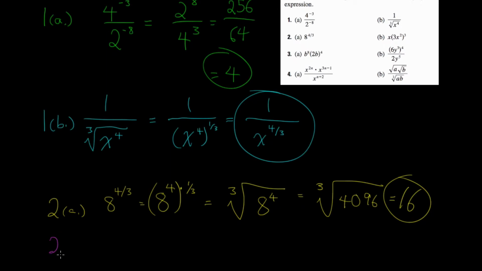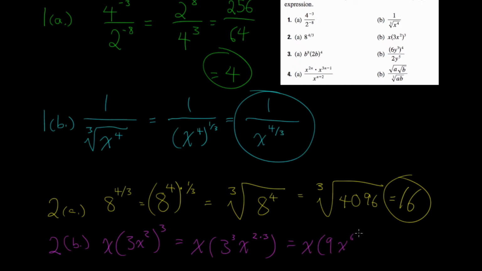2b, or not 2b, just kidding, this isn't English. 2b, so this one says x times 3x squared cubed. Alright, you have two terms technically in this parentheses right here. You have a 3 and an x squared. So you can distribute this exponent, and this is the same as x times 3 cubed, x squared cubed, which is just x times 27, x to the 6.